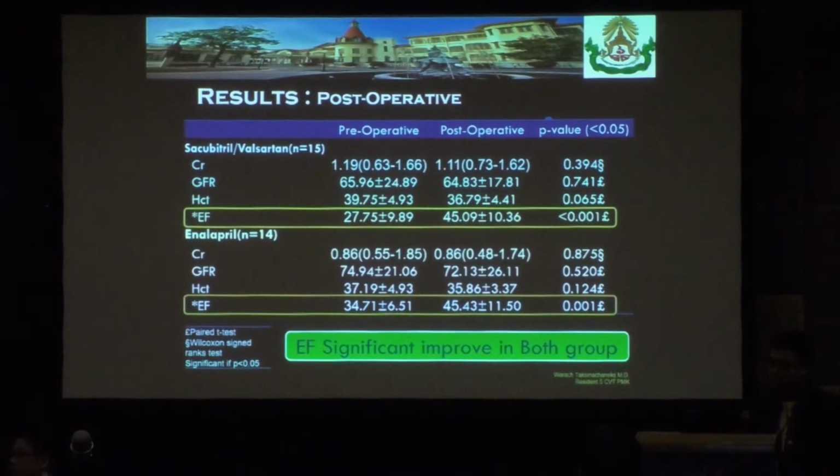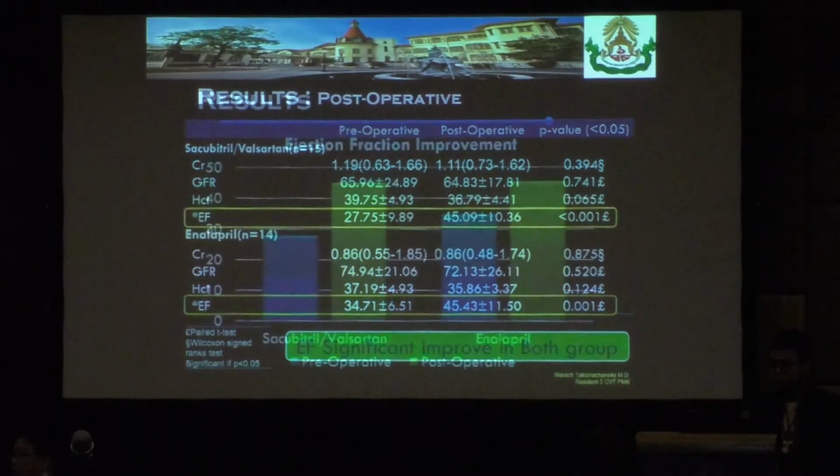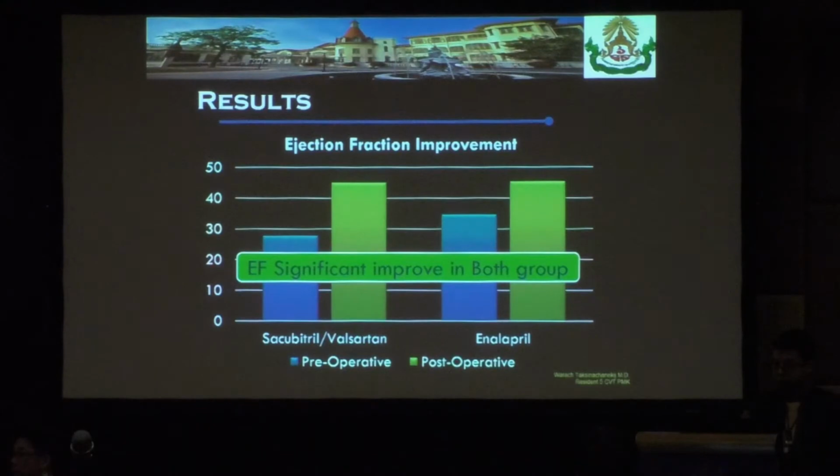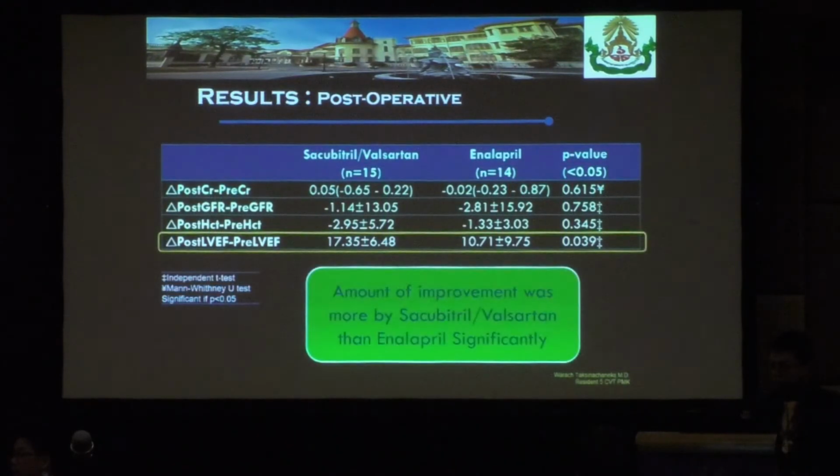When comparing post- and pre-operative lab investigations, creatinine, GFR, and hematocrit showed no significant change. But ejection fraction showed a significant improvement in both groups. However, the amount of improvement was significantly greater in the sacubitril valsartan group than in the intraoperative group.